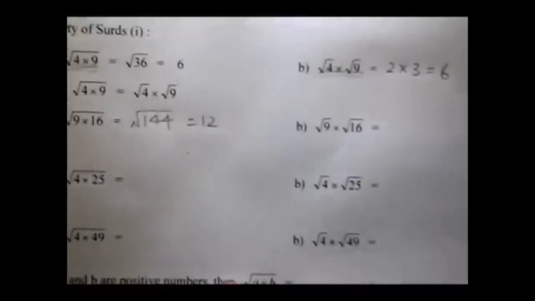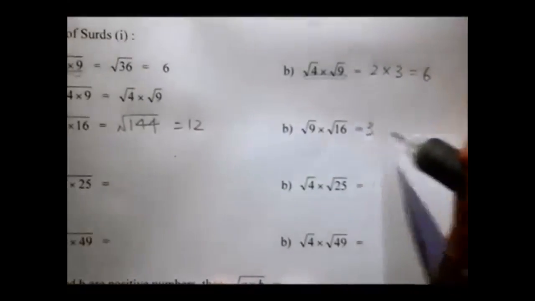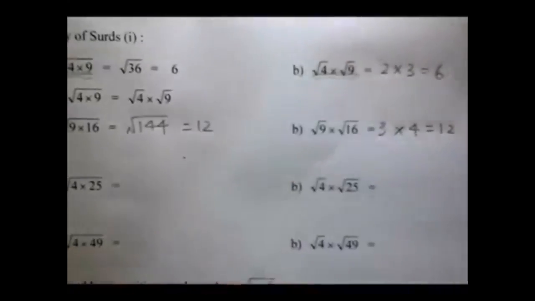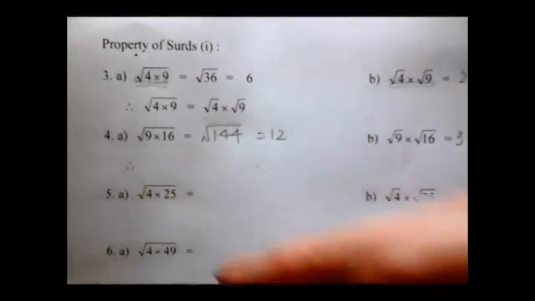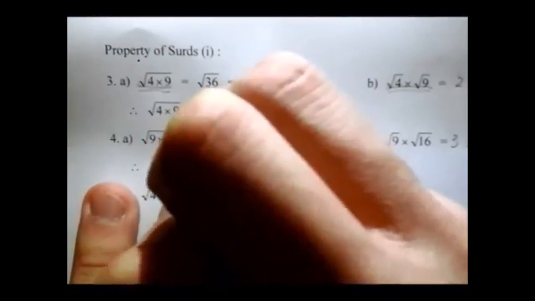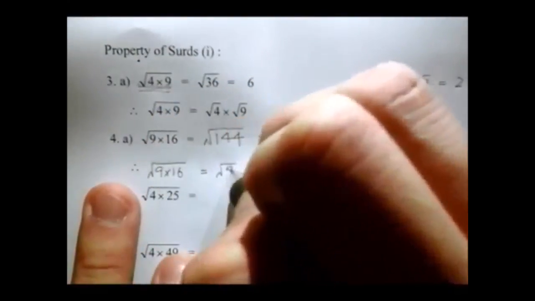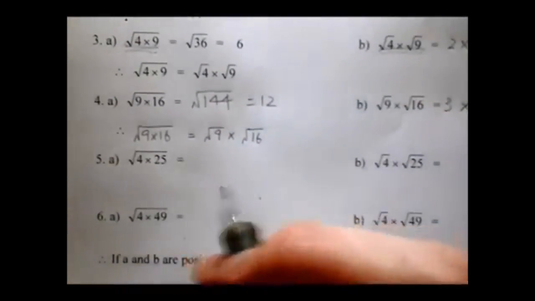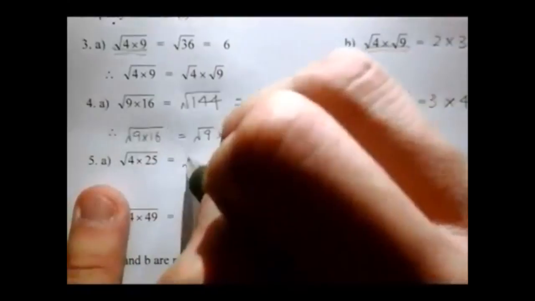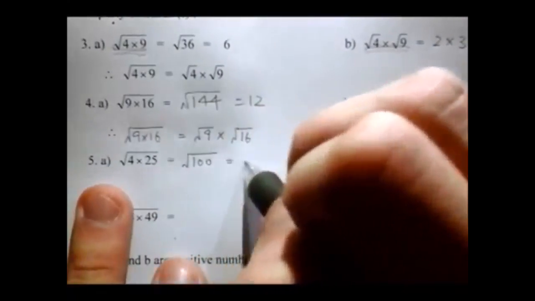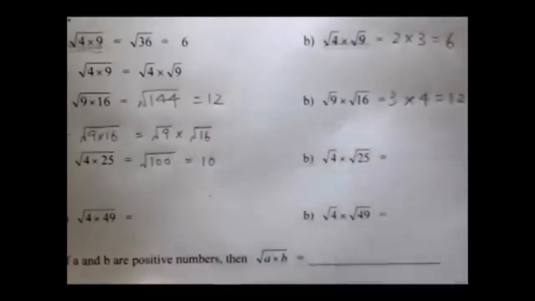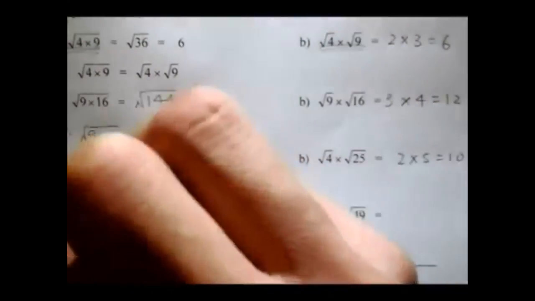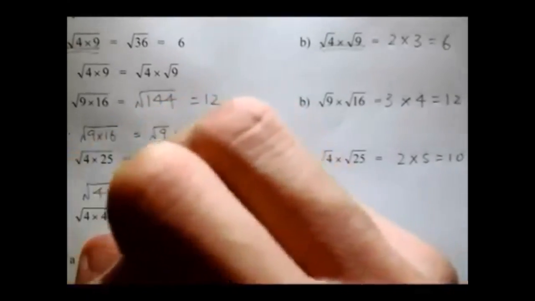And on the right hand side, if we take the square root of 9, it's 3, and of 16 is 4. So it's 12. So two parts are equal. So root 9 times 16 is equal to root 9 times root 16. You can do the rest by yourself, or you can just follow me. This one will be root 100. So the right hand side is 2 times 5, which is also equal to 10.